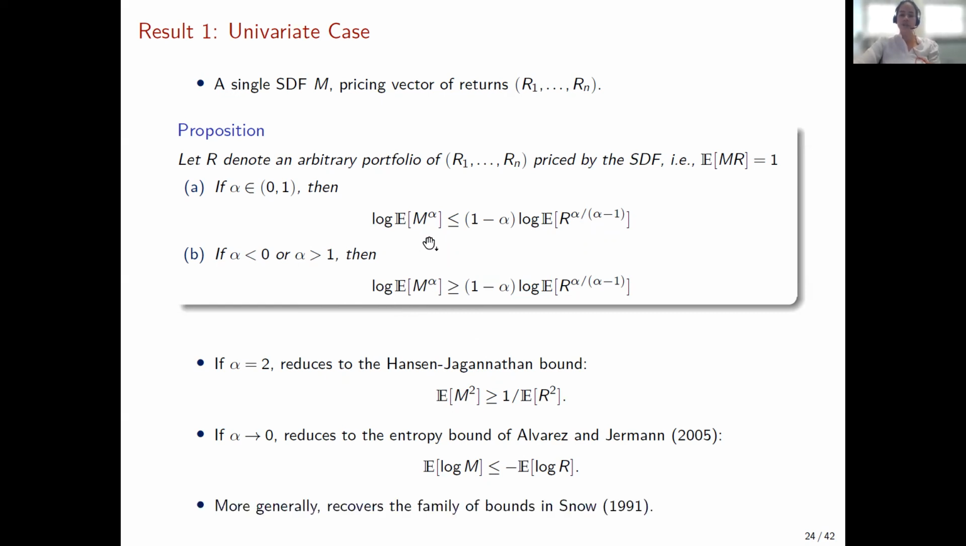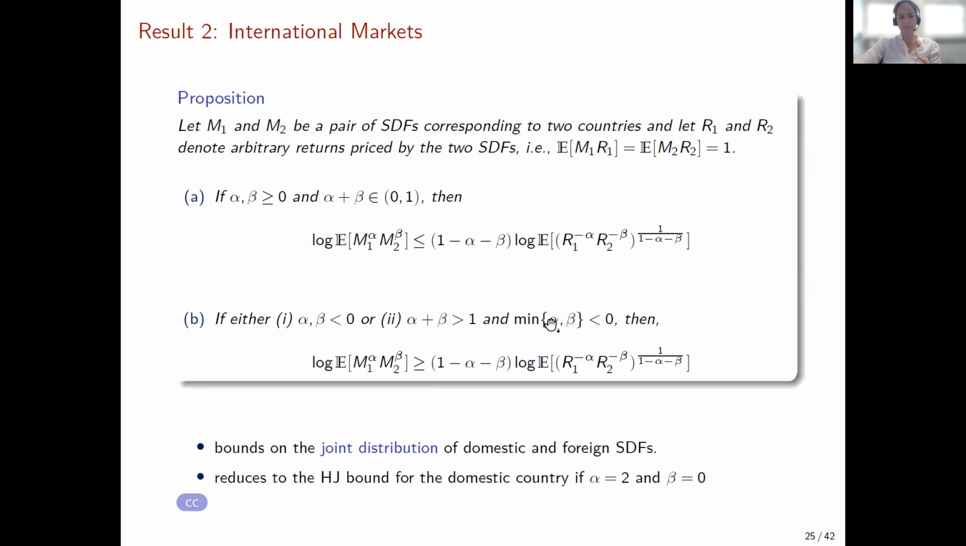More generally, we can recover the family of bounds in Snow. So Snow has a paper in the JF where he derives the bounds on all the moments of the stochastic discount factors. Okay, so this result here is nothing new. This is just a sanity check that our framework gives us the results that we have in the literature. Here's the new thing that we have in the paper.